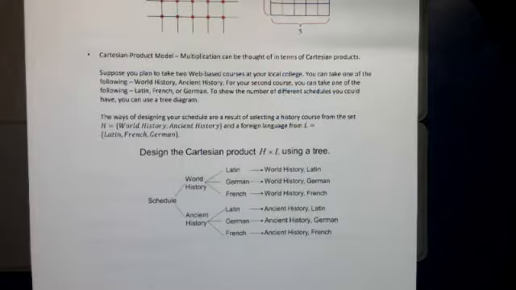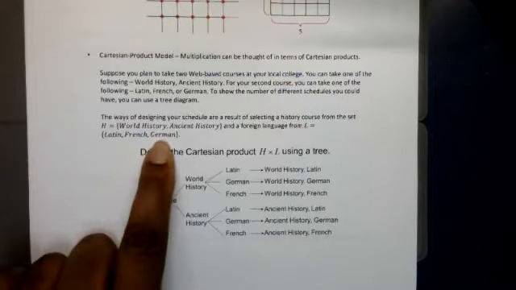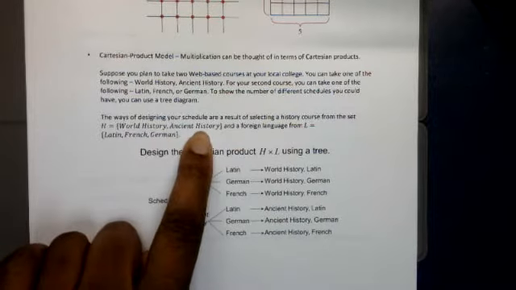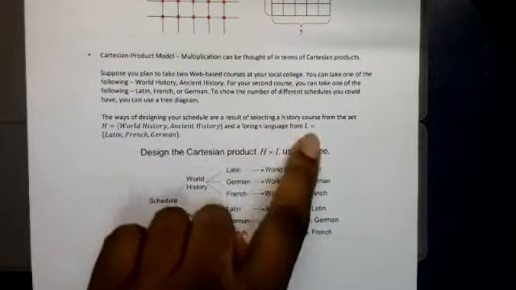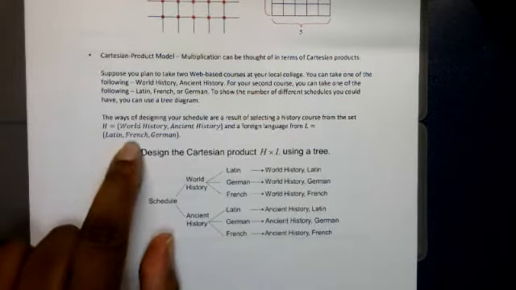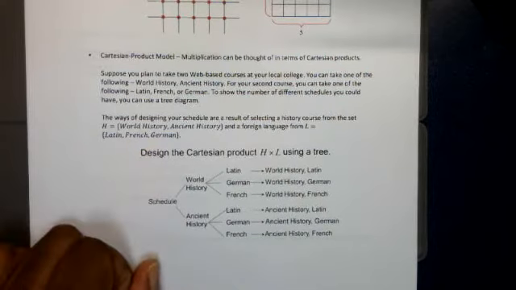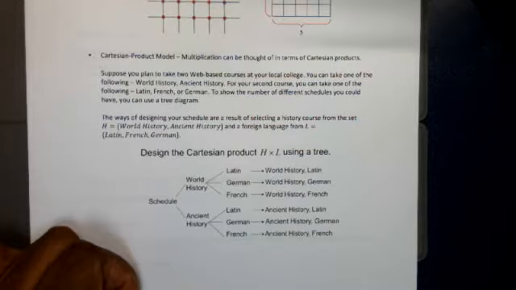To show the number of different schedules you could have, you can use a tree diagram. And the way of designing your schedule are a result of selecting a history course from the set of H, which is world history and ancient history, and a foreign language, which will be set L, consisting of Latin, French, or German. And then you design the Cartesian product using a tree. So it'd be H times L.